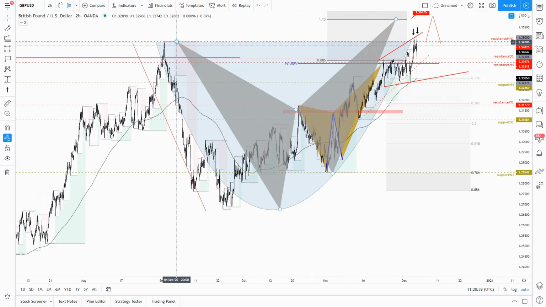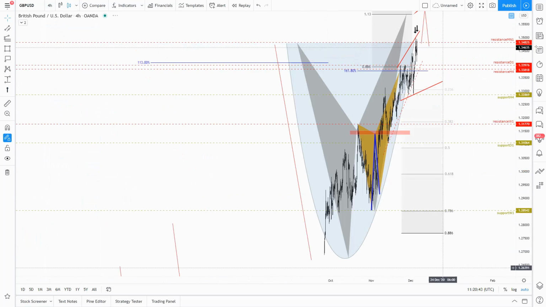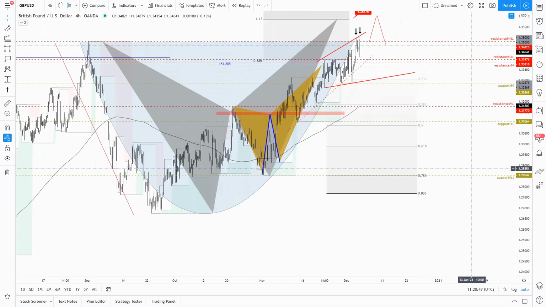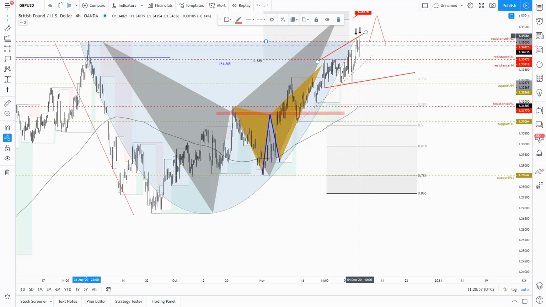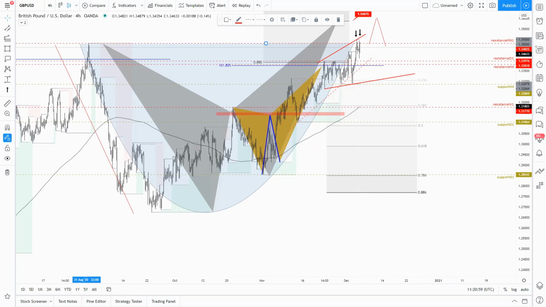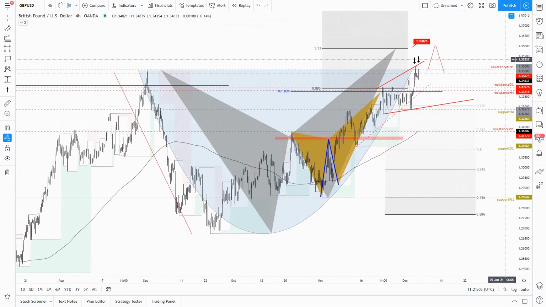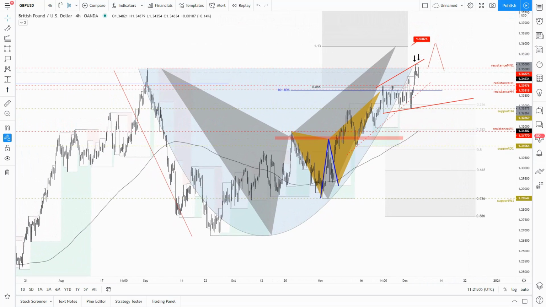So let's see how the market has reacted since yesterday, and let's start with the cable. The cable is still threatening that monthly fractal I shared yesterday, this 134.85. So we're still trading inside what we may consider an ascending wedge, kind of. At this point, we're still threatening that monthly fractal.